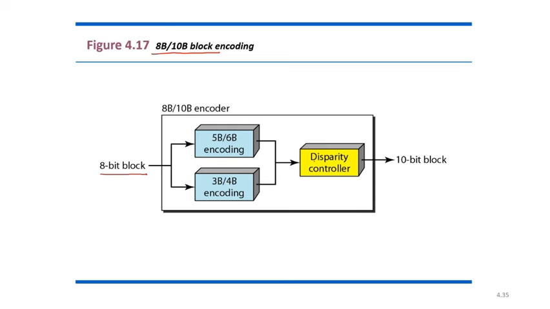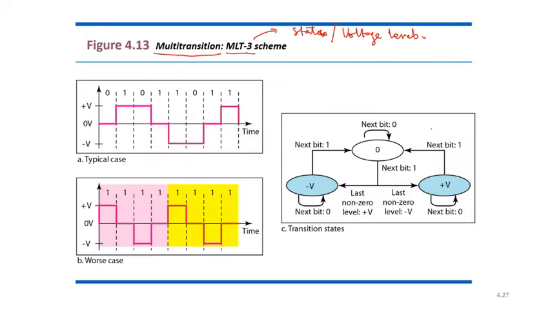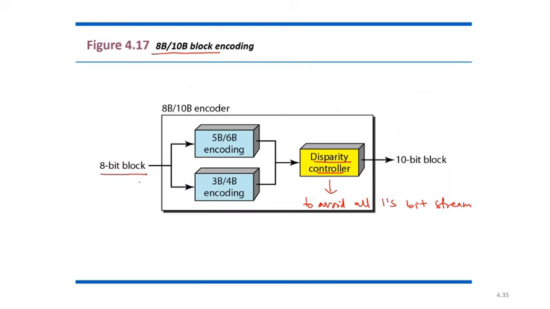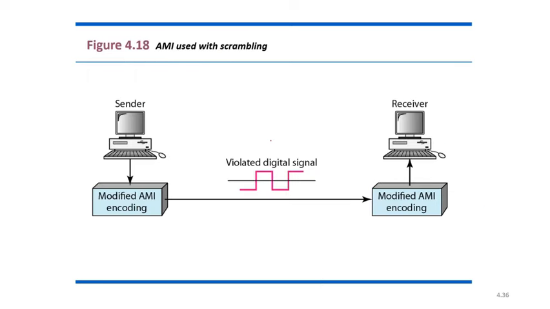By combining these together, we can have the disparity controller. This disparity controller is basically used to avoid an all-ones data stream. In the previous class, we have seen that if it is all ones, there can be an error, there can be a problem. So this disparity controller is used to avoid this all-ones bit pattern. After that, it will give a 10-bit block, so the 8-bit block is converted to a 10-bit block. This is just for basic understanding only.